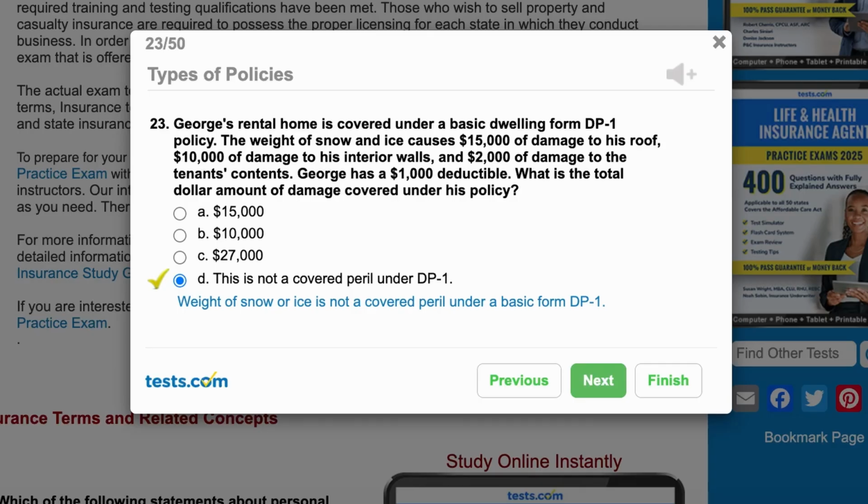D. This is not a covered peril under DP1. Weight of snow or ice is not a covered peril under a basic form DP1.